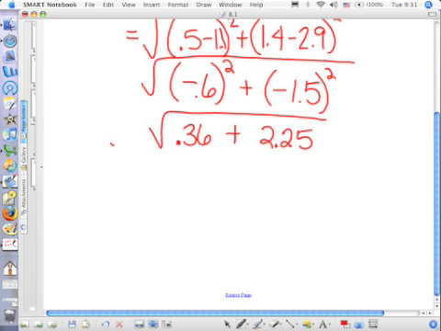Do I take the square root first or do I add first? You've got to add. And so you get 2.61 and you're looking for the square root of that, and we're going to leave it. That's kind of kooky looking, but we're dealing with distance, and so we'll take it.